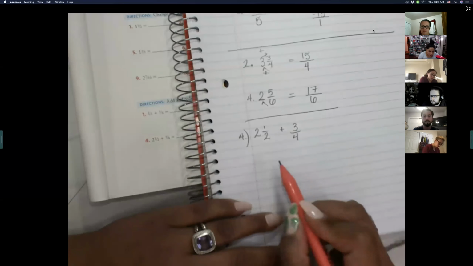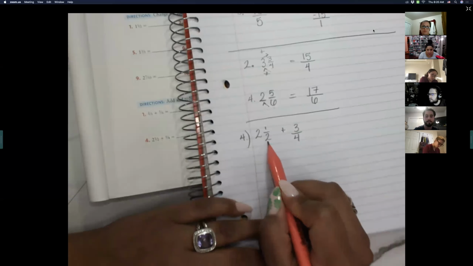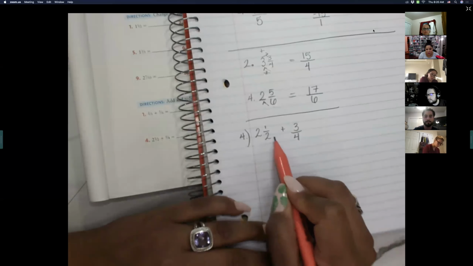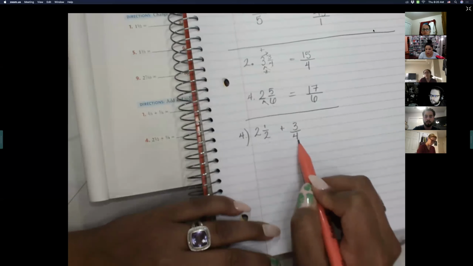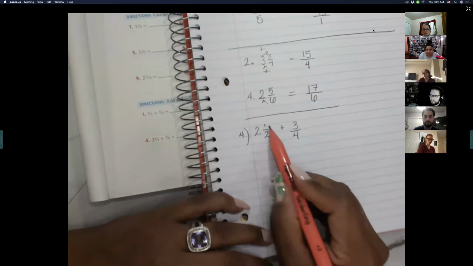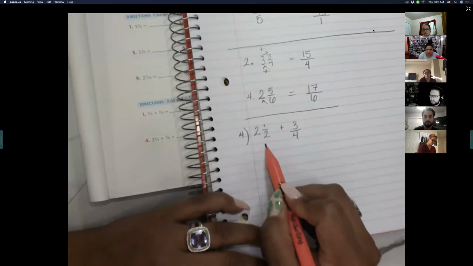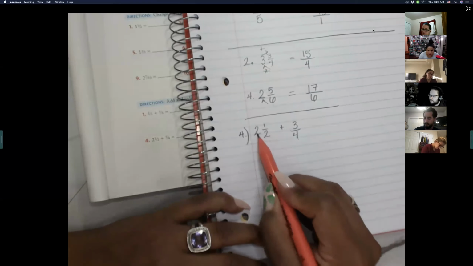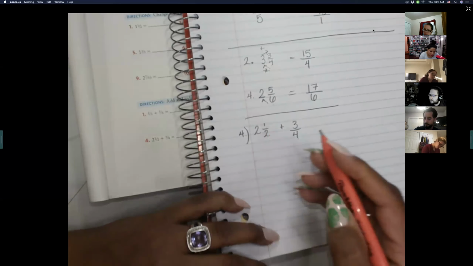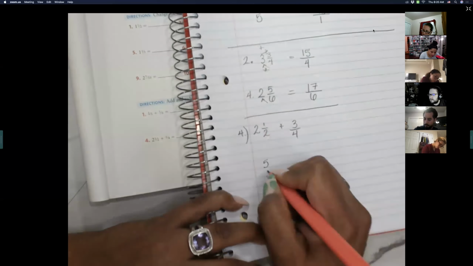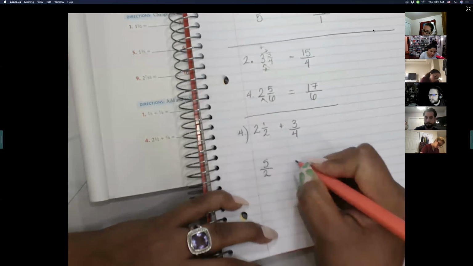Okay, so the first thing we wanna do, right, we see that this fraction has a denominator of 2, this one has a denominator of 4. So let's make our life easy and let's change this mixed fraction into an improper fraction first. So we're gonna go 2 times 2 is 4, plus 1 is 5. So we have 5/2 plus 3/4.